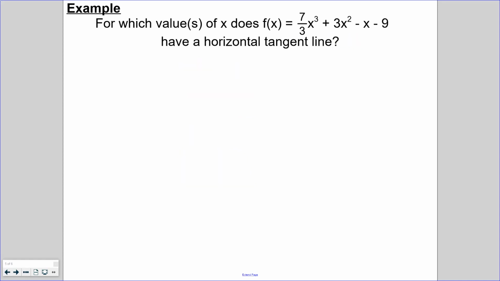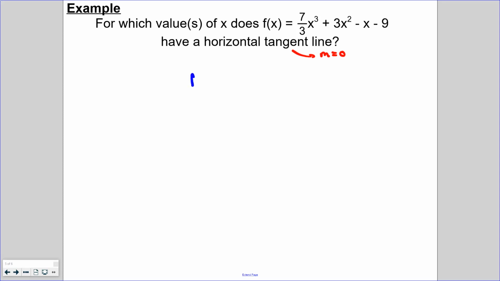All right, next up, for which values of x does f of x equals 7/3 x cubed plus 3x squared minus x minus 9 have a horizontal tangent line? So we're going to repeat the process. We know we're looking for a tangent line, so we're looking for where the slope is 0. And since the slope is the derivative, all we need to do is find the derivative, set it equal to 0, and solve for x.